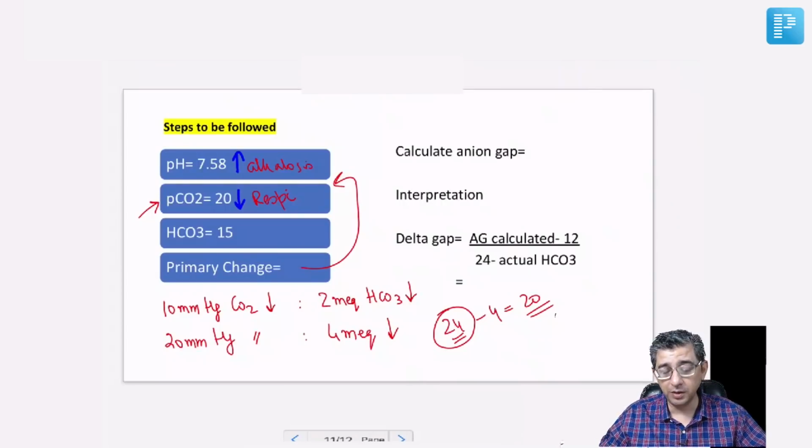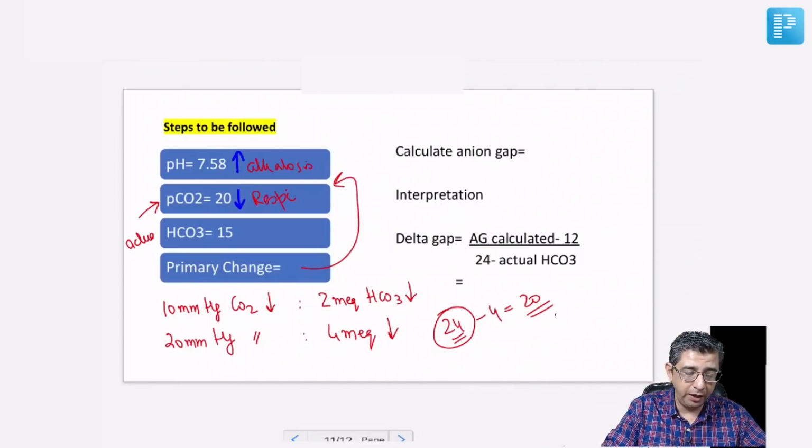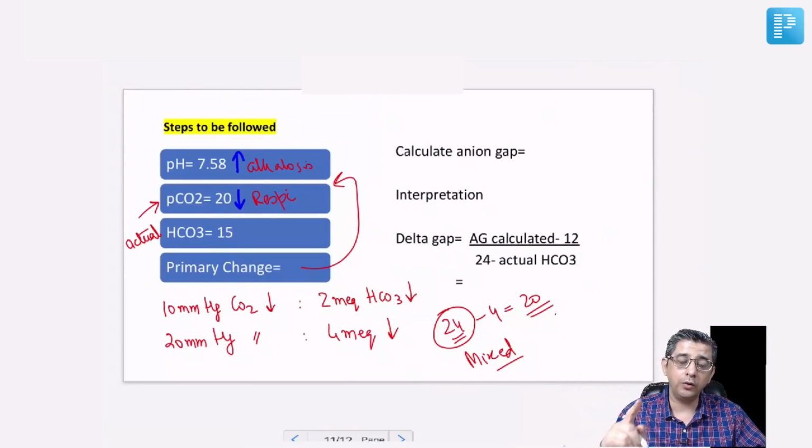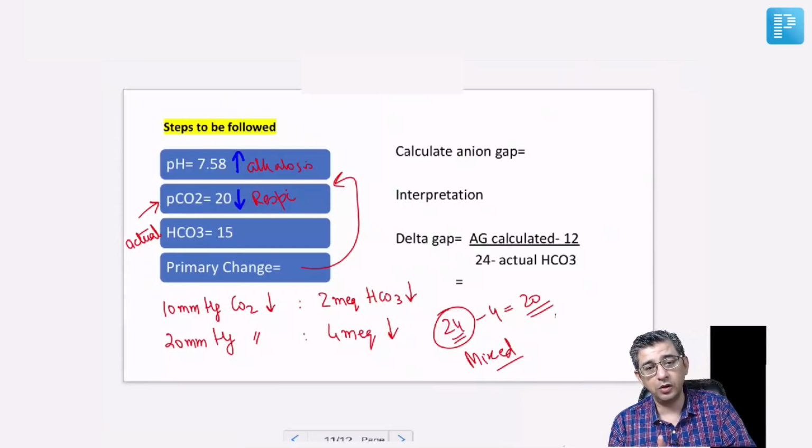But in this question, you will notice that the actual value of bicarbonate is not 20, it is rather 15, which means that this is a mixed disorder. Let me repeat this step once again. I'll cross the 90-second threshold definitely, but this is the crux of this question. You need to understand in all questions whether it is a compensatory disorder that is being asked, or a mixed disorder that is being asked.